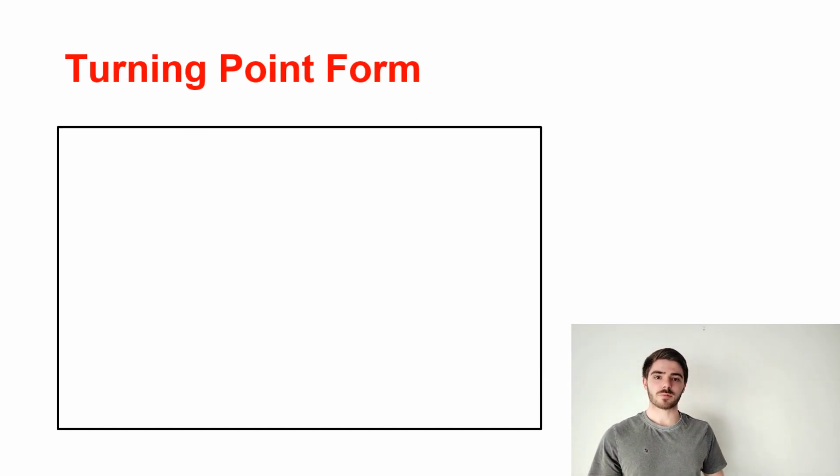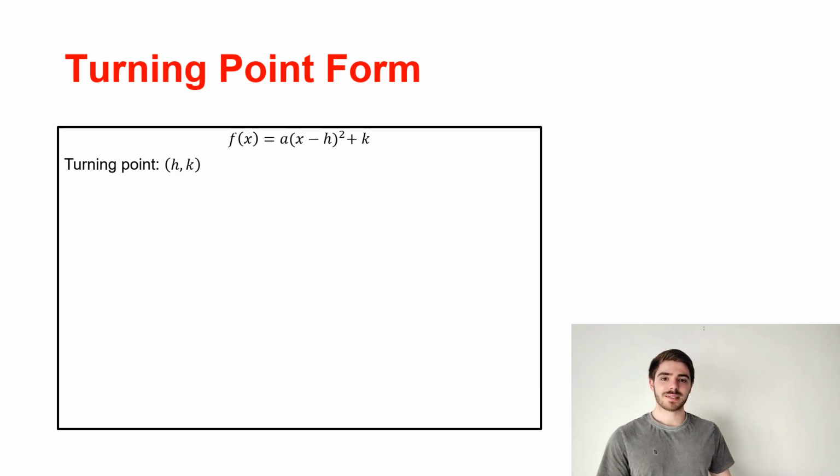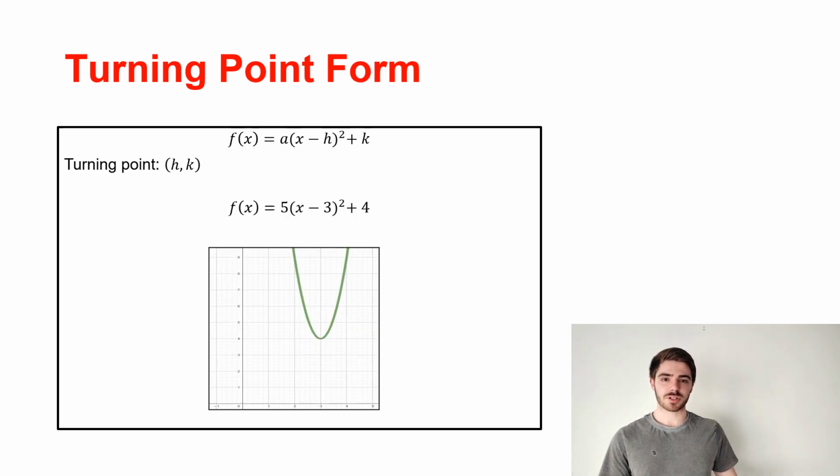The turning point form of a quadratic is as follows. This is simply just another way that we can express quadratics. You'll need to be familiar with this form because your test won't always give you quadratics in the general form. It's called the turning point form because the values h and k give you the turning point of the parabola, where h is the x-coordinate and k is the y-coordinate. For example, if we have the following quadratic in turning point form, we can immediately say that the turning point occurs at 3, 4.